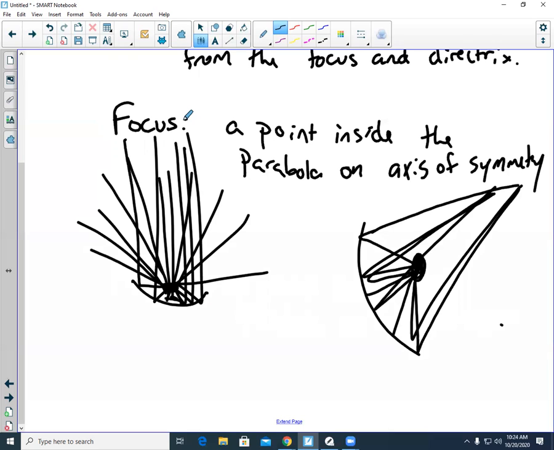I don't know if you guys think that's interesting. I actually think that's kind of interesting. I don't know if it actually is or not. This might be my inner nerd coming out, but it is what it is. So that's what the focus is. That's how it's used in real life.